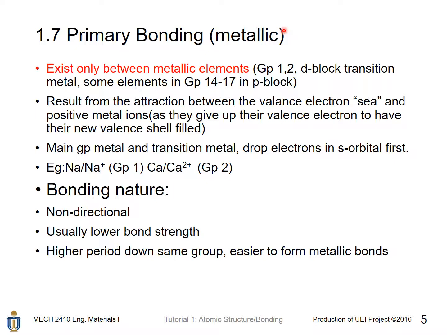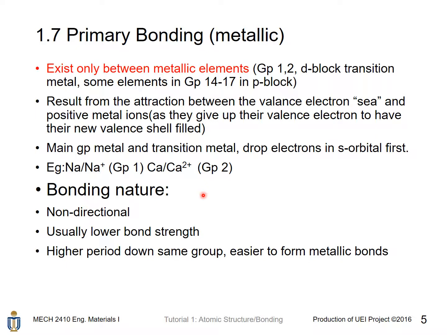And for main group metals and transition metals, they will drop electrons in the outermost s orbitals first. For example, Na is in group 1, and that means they have 1 electron in their valence shell, and therefore Na will form Na plus ion. And calcium is in group 2, and they will form calcium 2 plus by giving up the 2 electrons in their valence shell.